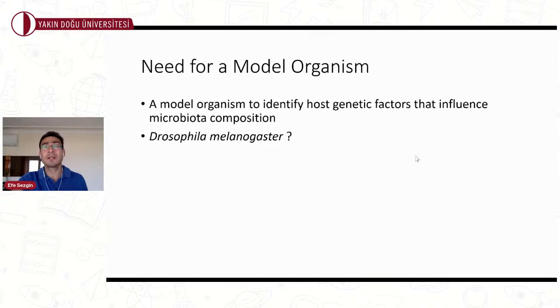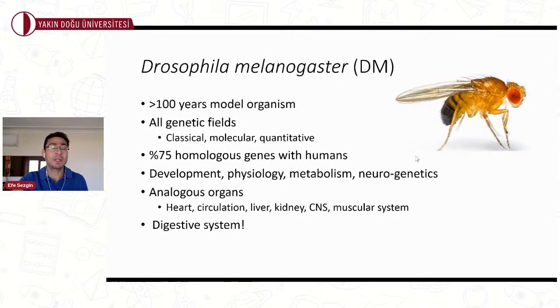And Drosophila melanogaster, I'm sure you must have heard from your genetics and biology classes, is a model organism that has been used for over 100 years in all types of genetic fields: molecular genetics, quantitative genetics, neurogenetics, developmental genetics, you name it. There's always some group of researchers using Drosophila as a model organism. Why? Because at least 75% of the genes that we see in this fruit fly are homologous with humans. So you can translate the genetic findings from Drosophila to humans rather easily.